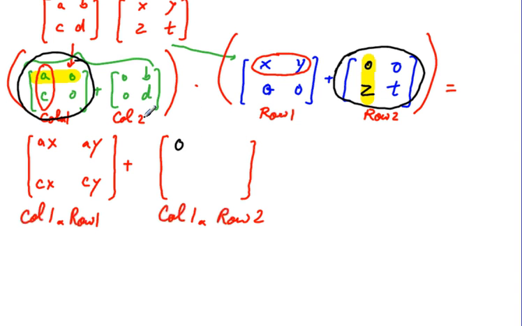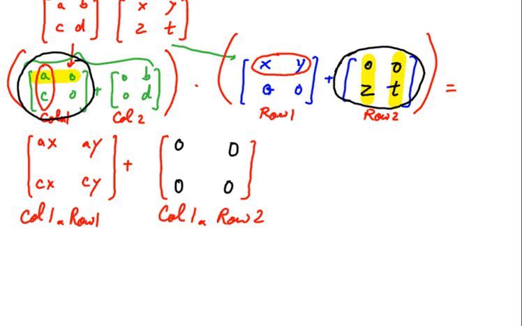0. Is that right? A times 0, 0 times z. Now multiply this yellow with the second yellow here. Does everybody see? A times 0, 0 times t, that is 0. Second row times the first column, 0. Second row, second column, 0. When the column number and row number don't match, they all fall apart, it all becomes 0.